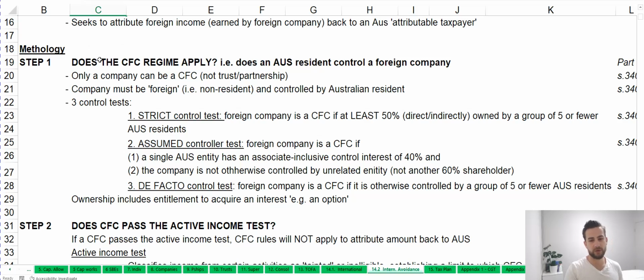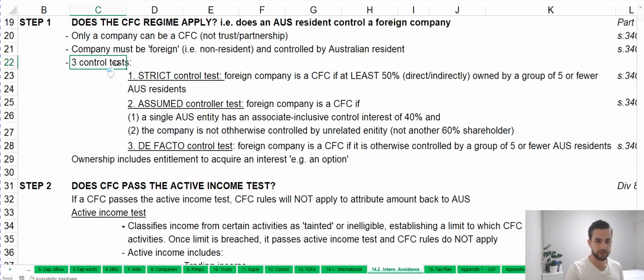It's like FBT, right? It might seem like FBT on the surface, but then if it doesn't satisfy the very strict and specific definition of whether an event occurs, FBT for the FBT example or CFC regime for this example, there may not even be a CFC regime applicable, right? So definitions are important in tax. Okay, so the first point here is only a company can be a CFC, which we mentioned before. The foreign company must be a company. A company must be foreign, i.e. non-resident, and controlled by an Australian resident. So we talked about that already as well.